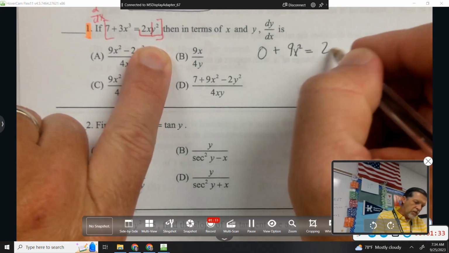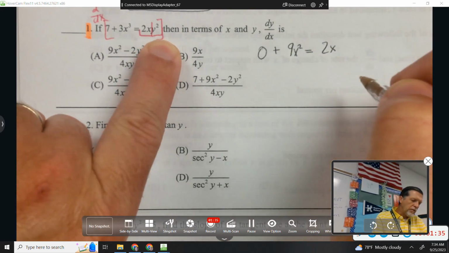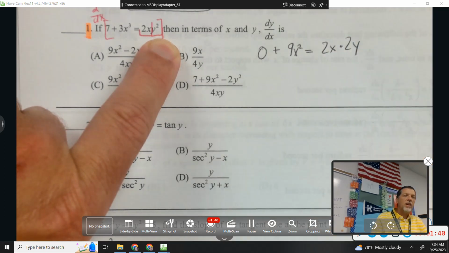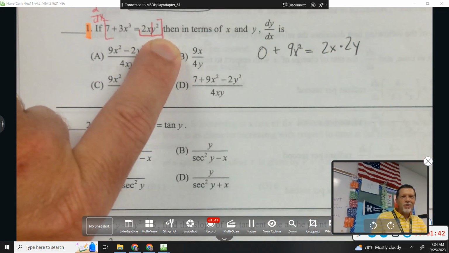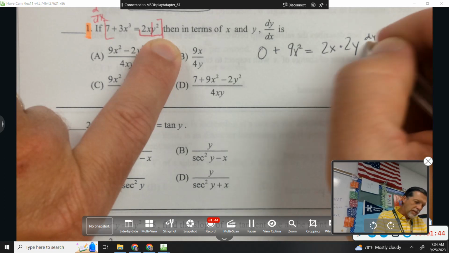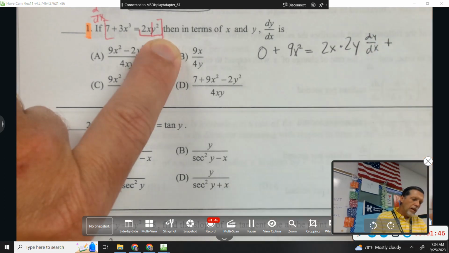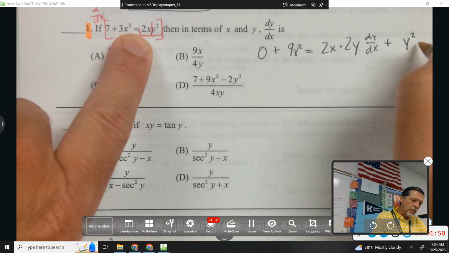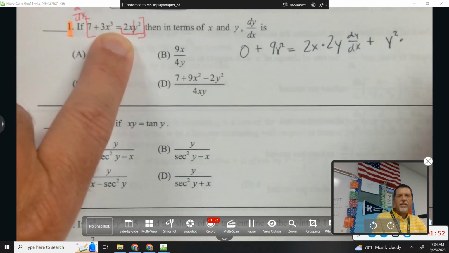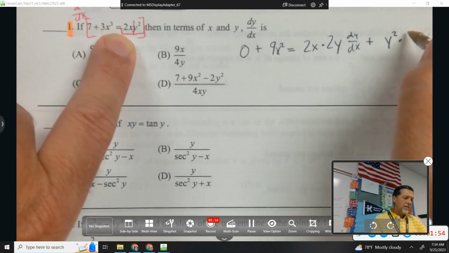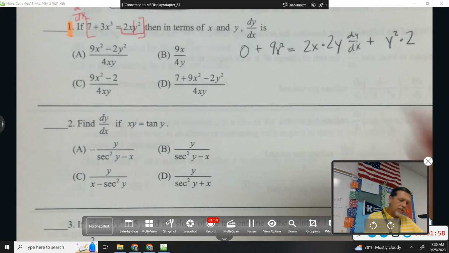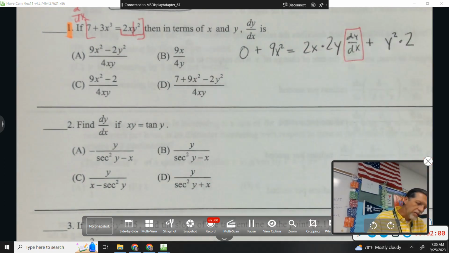So first is 2x. What's the derivative of y squared? dy dx. Yes, 2y dy dx. Plus the other way around, the second is y squared, and the derivative of 2x is 2. Okay, so I've got dy dx. Just a little bit of algebra and I'll be there.